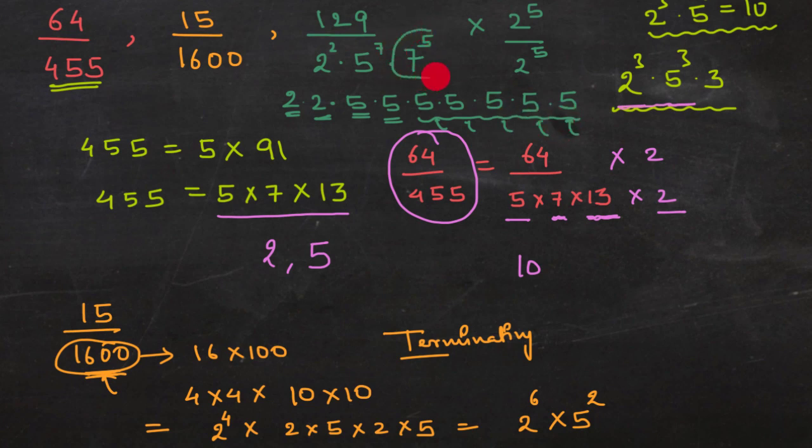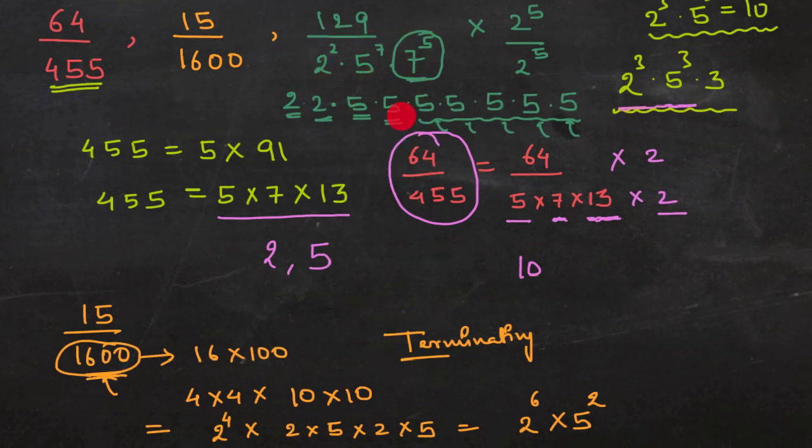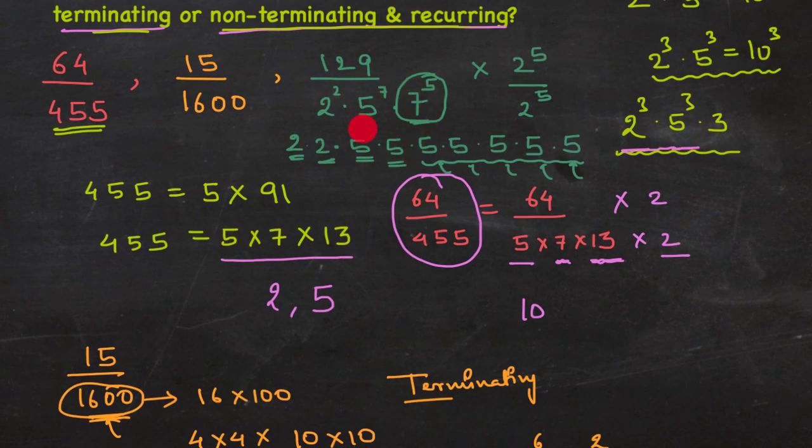But what about these 7's? Can we multiply anything with this 7 to get a power of 10? Nope. So that's why the decimal representation of this rational number would be non-terminating and recurring. And also we can directly see here that we have another prime factor other than 2 and 5. That is, we have 7 as the prime factor. So as we discussed, if we have any other prime factor other than 2 and 5, we can directly say that the decimal representation would be non-terminating and recurring.